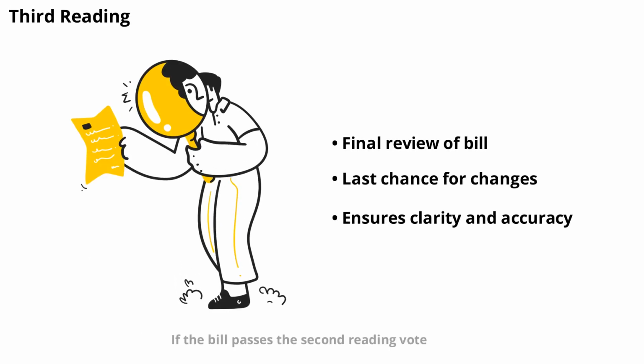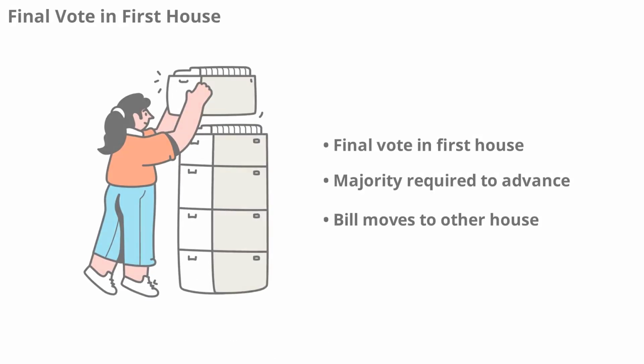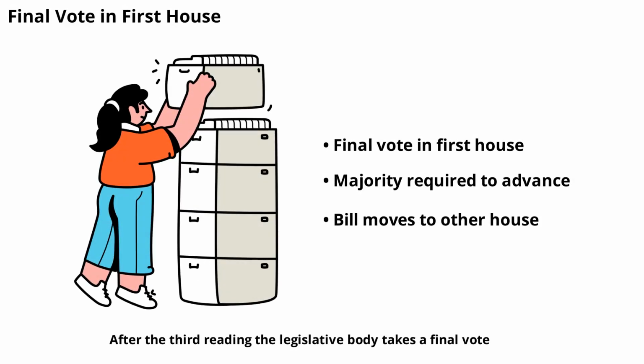If the bill passes the second reading vote, it moves to the third reading. This is usually the final opportunity for lawmakers to review the bill's text and make any last-minute changes. The third reading focuses on the final version of the bill, ensuring that all amendments have been properly incorporated and that the language is clear and precise. After the third reading, the legislative body takes a final vote.